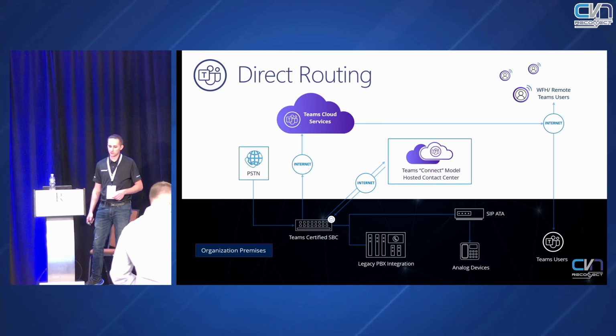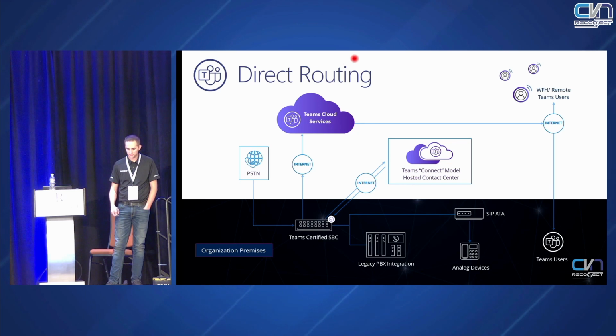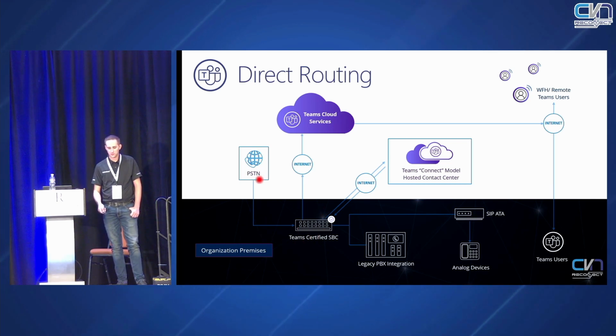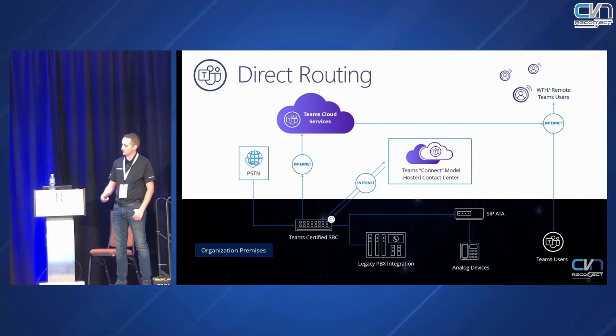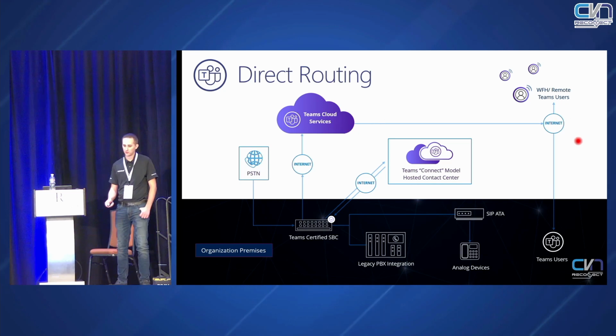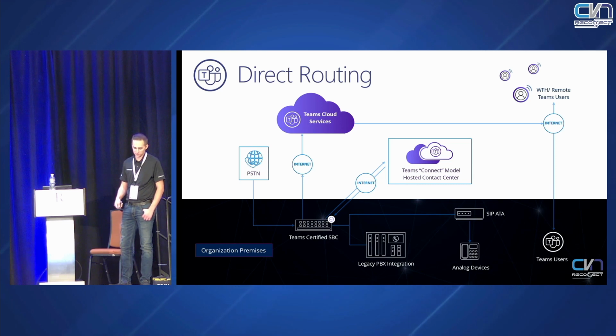So here's an architectural overview of a pretty standard direct routing deployment. Down here we have the Teams certified SBC on the organization's premises. We have the PSTN connectivity coming into it. This could be a PRI or SIP trunk or any other means of getting PSTN service. So a standard PSTN call coming in would come in through your Teams certified SBC, back out over the internet, and then to the Microsoft Teams cloud services, and then over the internet again to your remote users, or maybe back to your organization's users within your organization's premises.